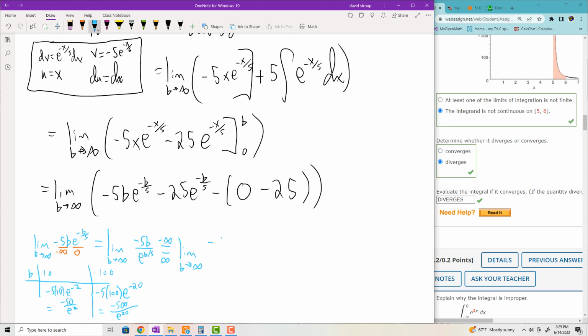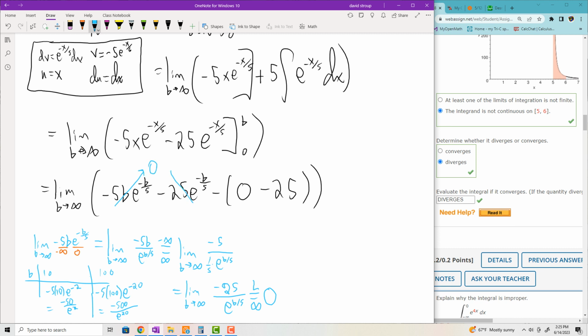So here I'd have negative 5 in the numerator, and the denominator e to the b over 5 times 1 over 5, which you could rewrite as the limit as b goes to infinity of negative 25 when you do the reciprocal and multiply, all over e to the b over 5. And of course that form is L over infinity, which is of course 0. Okay, so that first term is going to shoot off to 0 when all is said and done.